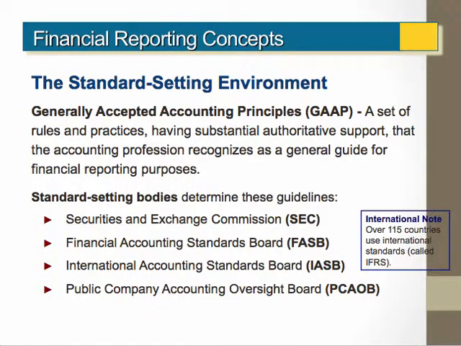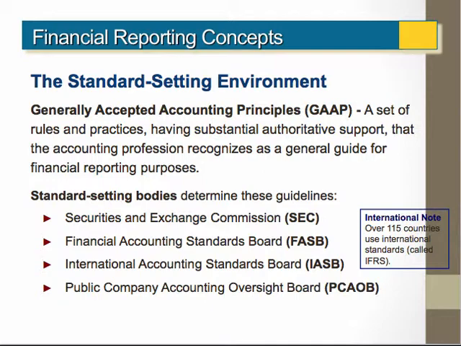Now the question is who makes these rules that we follow that we call generally accepted accounting principles? First of all, generally accepted accounting principles are a set of rules and practices that have been pretty much accepted by the business community. Now, someone has to make those decisions in terms of what are those rules. So here on this screen, the standard setting bodies are the SEC, the Securities and Exchange Commission, the FASB, the Financial Accounting Standards Board, the IASB, the International Accounting Standards Board, and the PCAOB, the Public Company Accounting Oversight Board.